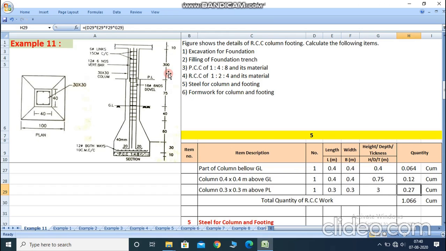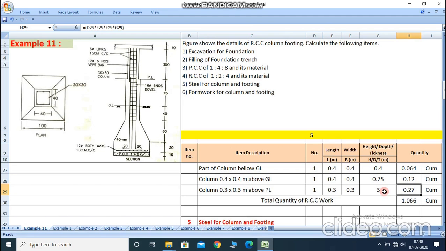So the total quantity is the summation of 0.064, 0.12, and 0.27, which is equal to 1.066 meter cube. So it's the total quantity of the RCC work.